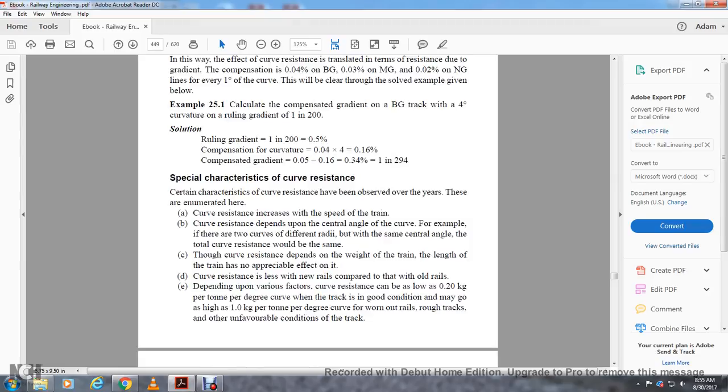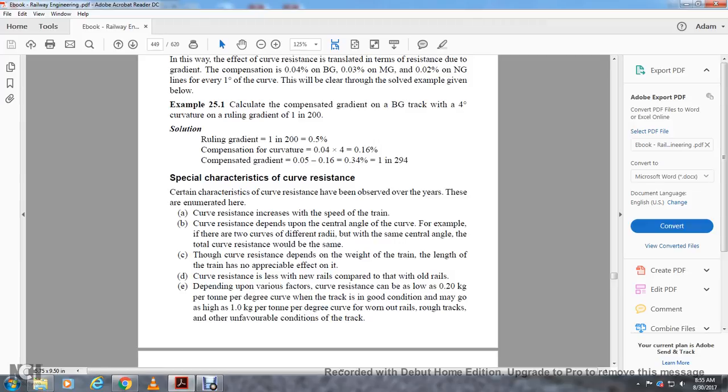Special characteristics of curve resistance. Certain characteristics of the curve resistance have been observed over the years. These are enumerated here. The curve resistance increases with the speed of the train. The curve resistance depends upon the central angle of the curve. For example, if there are two curves of different radii with the same central angle, the total curve resistance would be the same. The curve resistance depends on the weight of the train, but the length of the train has no appreciable effect. The curve resistance is less on new rails compared with old rails.